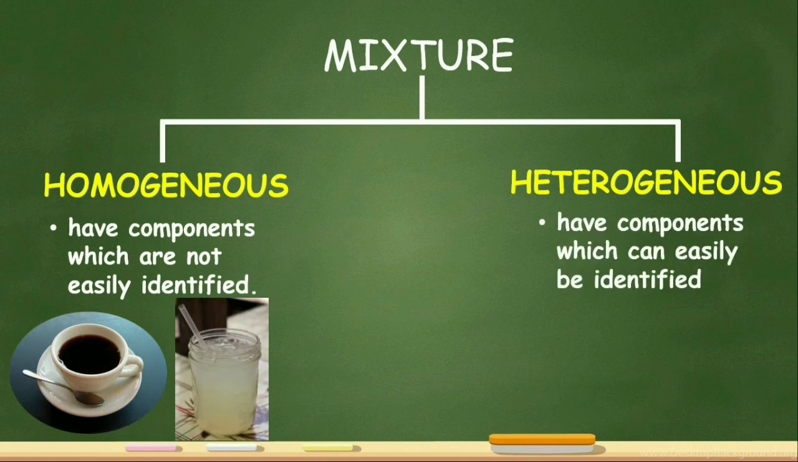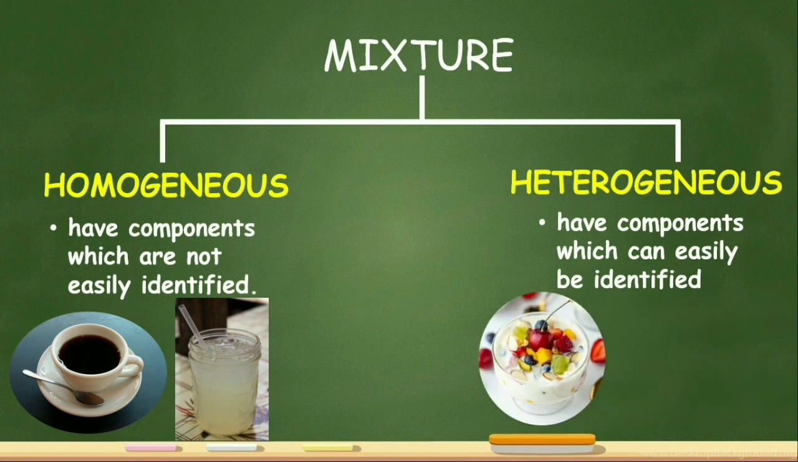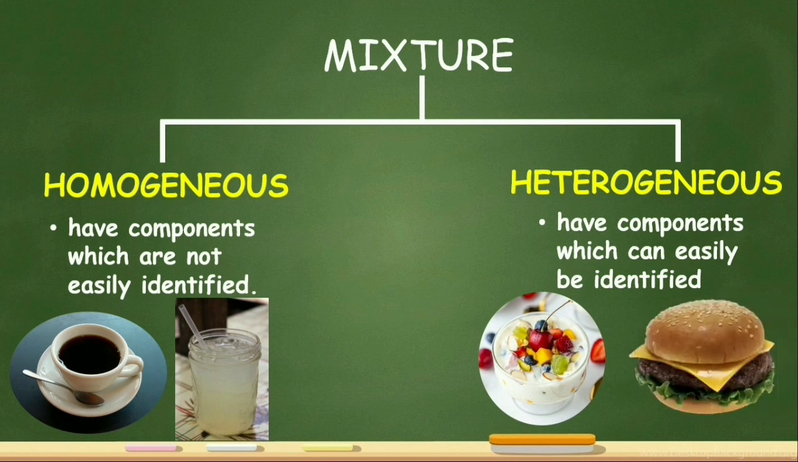Meanwhile, heterogeneous mixtures have components which can easily be identified. That means to say, just by looking at the mixture with your naked eye, you can easily tell the parts or components that make it up. So, from the foods and drinks in our activity a while ago, which do you think are heterogeneous mixtures? Very good! These are the fruit salad and the burger.